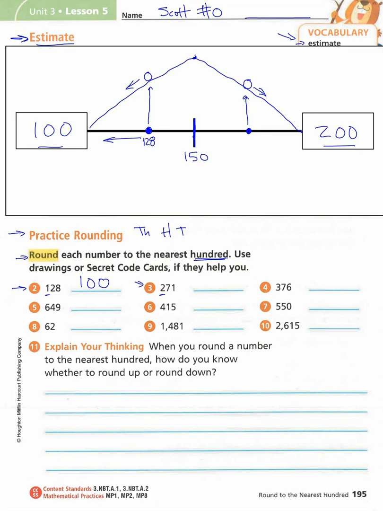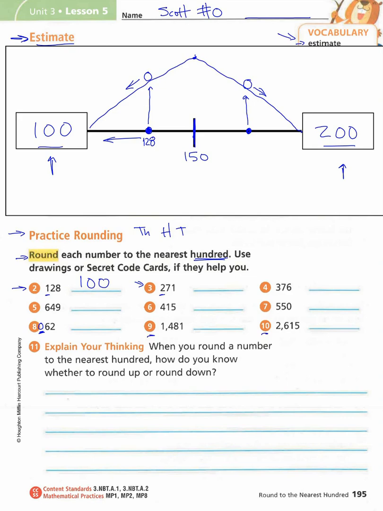And all the way up through 8 are pretty straightforward. Number 9 is a little different. Where would 100 be? Will it be over here? Is there anything in this place? No, 0. So what's going to be our lower benchmark? 0. And then what's going to be our upper benchmark for that one? 100, right?